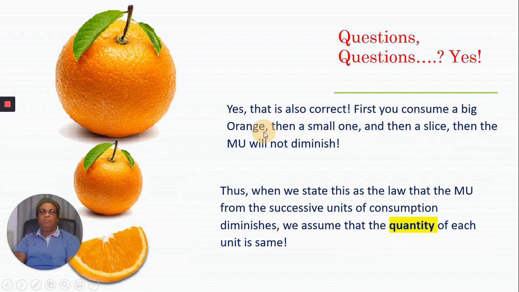Then another question you may raise. Suppose the first one is a big orange and the second one a small orange and the third one is a slice. Then the law of diminishing marginal utility will not be a law, universally applicable? No. So when we say that the additional utility comes down, we assume that the quantity is also the same. It is constant, same.